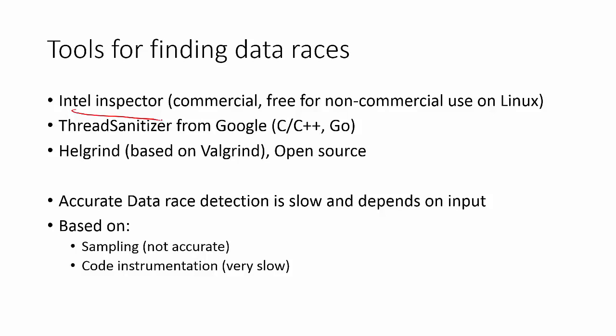However, accurate data race detection is very slow and depends on the input data. It typically is based on sampling, which is not fully accurate, or code instrumentation, which is very slow. So with code instrumentation, the tool will add some code on every load and store to shared memory, and then record if there could potentially be a data race for this particular input data. So code instrumentation is accurate, but it still depends on input data. If the tool uses sampling, you know that if you find a data race, there actually is a data race. So there are no false positives, but you cannot really be sure that if you don't find it, there are no data races at all.